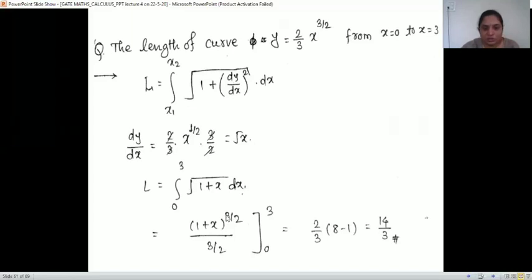So (1 plus x) raised to 3 by 2 upon 3 by 2 from 0 to 3, which is nothing but the upper limit 3, 3 plus 1, 4, 4 raised to 3 by 2. We'll take the square root first, that is 4 raised to half, 2, 2 raised to 3, that is 2 cube, 8, 8 minus 1. 2 by 3 into 8 minus 1, that is 7 into 2, 14 by 3. The length of the curve is 14 by 3.